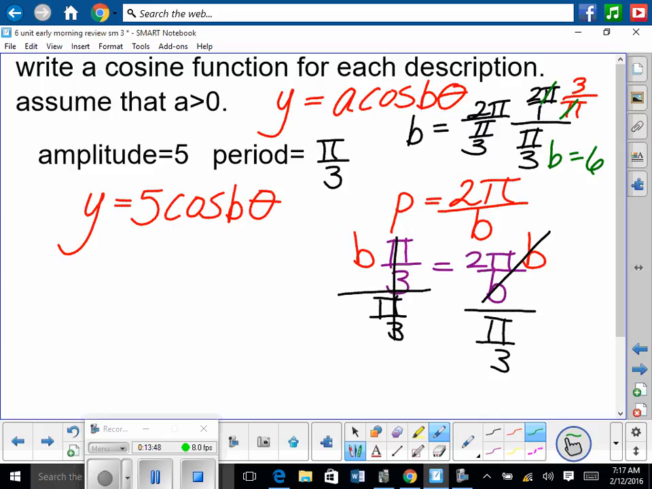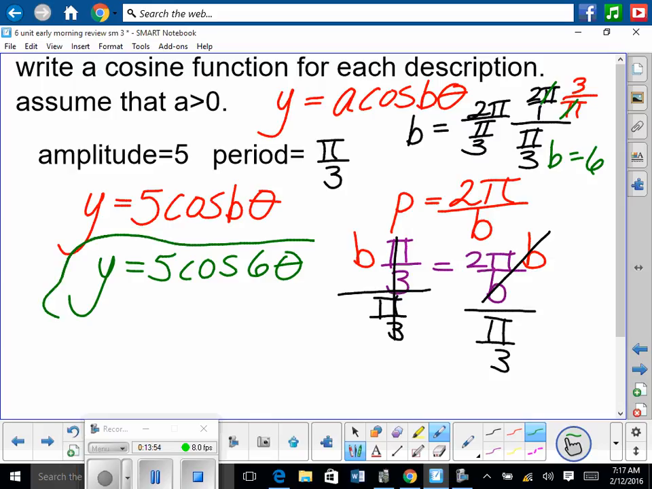So now we can put that in. So our final answer would be y is equal to 5 cosine of 6 theta. So we know there are 6 cycles between 0 to 2 pi. Is everybody good with that? Just do not forget that period is not in the equation ever. If you're given the period and not the number of cycles, you have to use that to find the number of cycles using that formula. Period is equal to 2 pi divided by b, and so on.